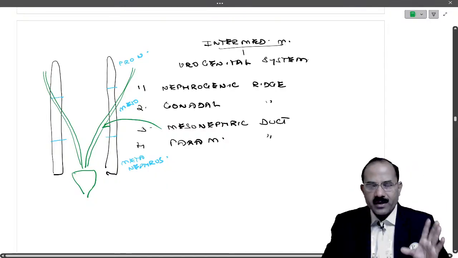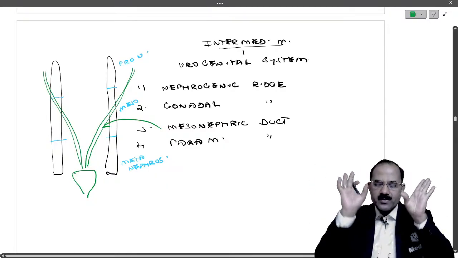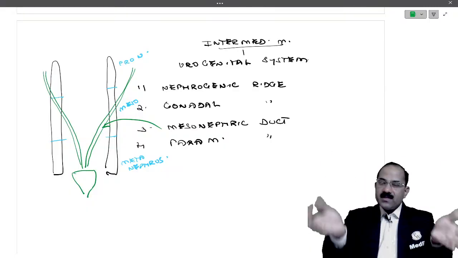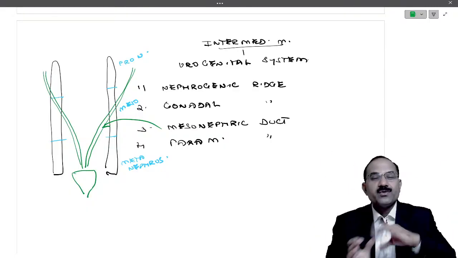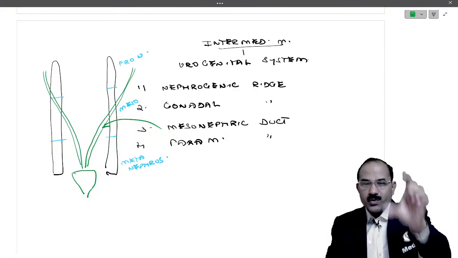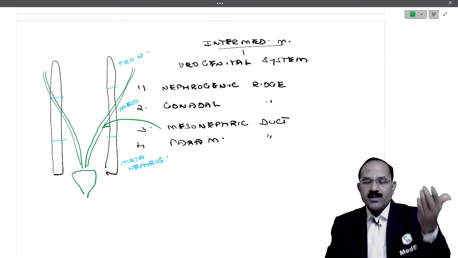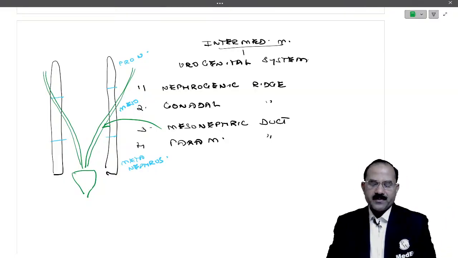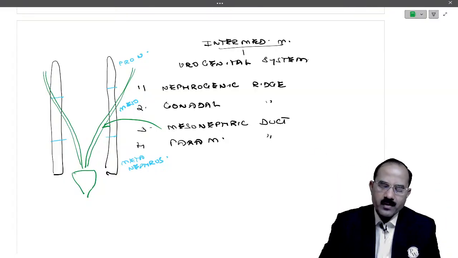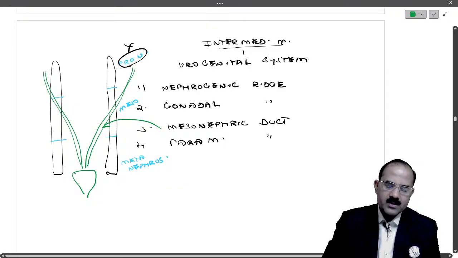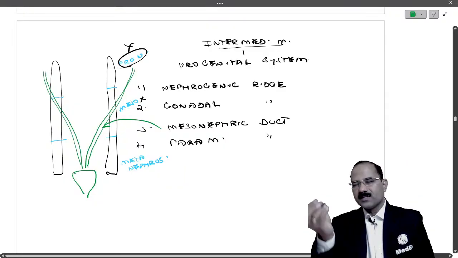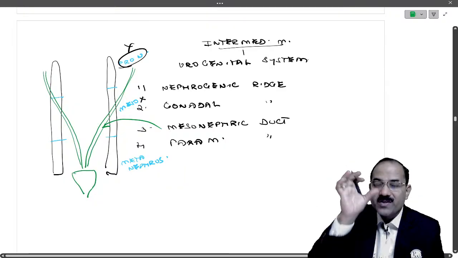That's a mesonephric duct. It brings the pronephros, mesonephros, and metanephros, right? And this mesonephric duct opens into the future bladder. That's the urogenital sinus. It opens in the urogenital sinus. That's the future bladder. Now tell me, the pronephros disappears off. The mesonephros disappears off. What is functional in us?